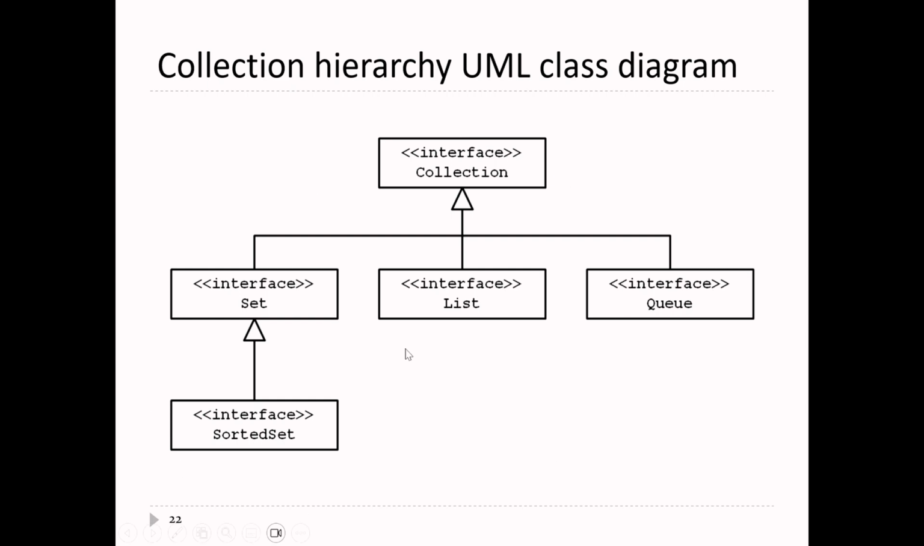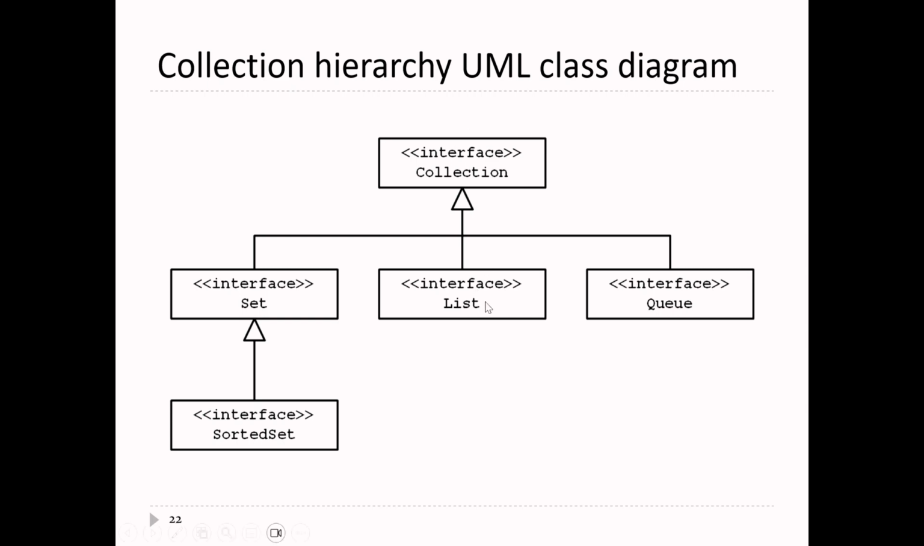This picture shows you the relationship between all of the different interfaces in the collection framework. All your types show up as boxes. We have an interface called collection. If it's an interface, it says so up here inside the double angled brackets. There's a French word that describes that symbol, and I can't remember what it is. Collection sits at the top of the hierarchy.